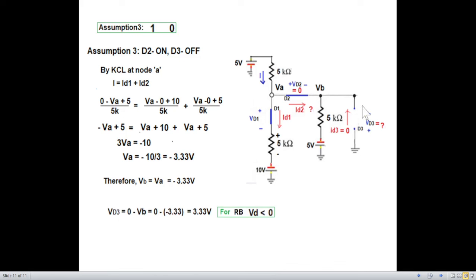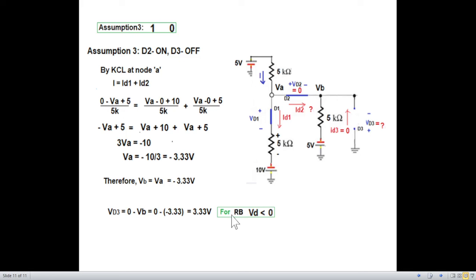And now VD3, this one we need to find. This we have found, this is ground. So VD3, and the very important point, we should not take it VB minus ground, because the polarity is positive at the bottom. So we have to take ground first. So ground or 0 minus VB. So this is important. So 0 minus VB is 0 minus minus 3.33, so it is 3.33 volt.